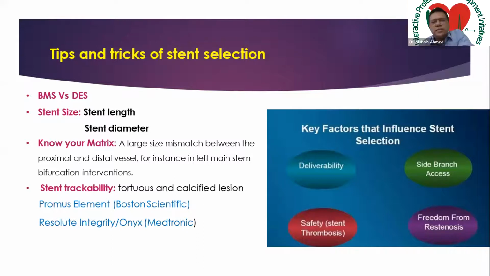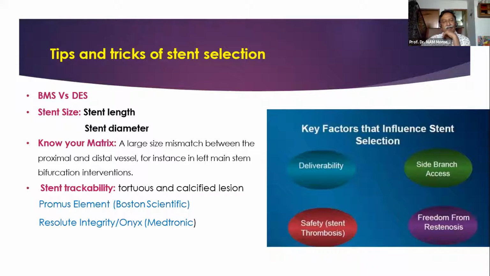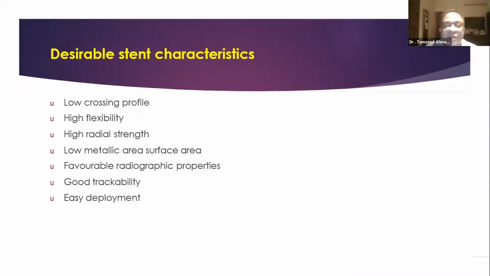We were before this picture, the matrix. I think one or two slides earlier. Okay, let's go back. This is the desirable strength characteristics. We have seen that before. Yes, it's nice to mention. Okay, thank you very much.